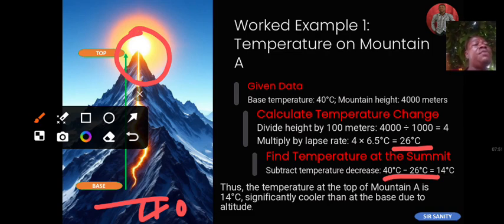So you must first find the temperature difference, then multiply by the lapse rate. Then you subtract the answer you get from the base temperature given to you.